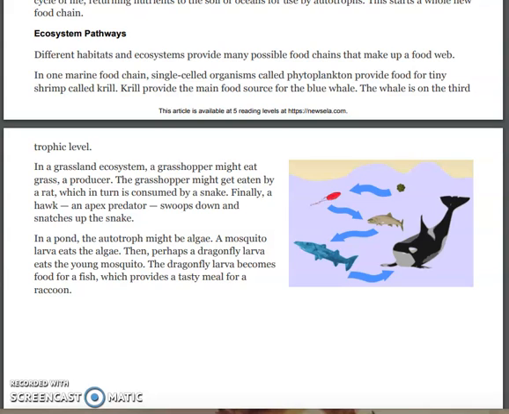A mosquito larvae eats the algae. Then perhaps a dragonfly larvae eats the young mosquito. The dragonfly larvae becomes food for a fish, which provides a tasty meal for a raccoon.